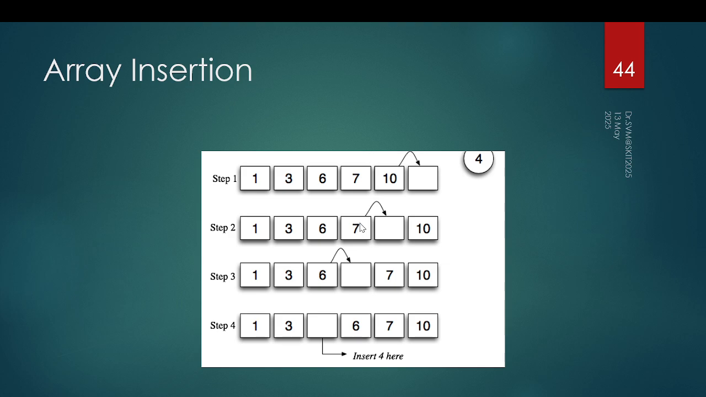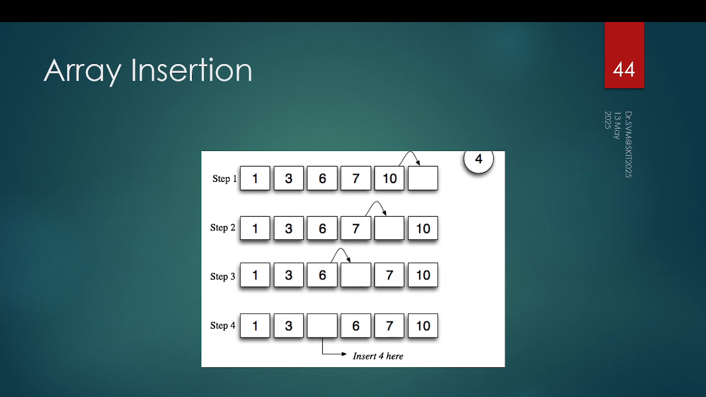So how exactly does this happen? There's an example we can see. We wanted to insert a 4. So to insert a 4, say at this position, what we need to do is 10 is shifted to the right and a space is created here. 7 is shifted to the right and then a space is created here. The 6 is shifted to the right, then a space is created here, and here a number 4 is written.